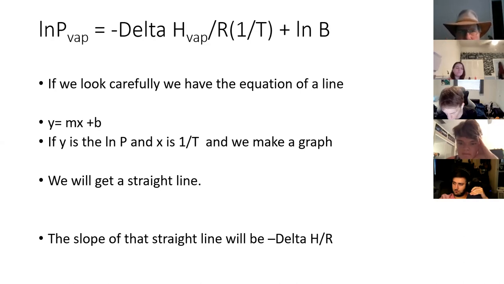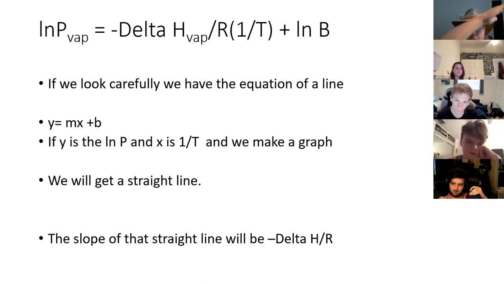We have the ln of P. We plot the ln of P versus 1 over T. We're going to get a straight line. The straight line is going to have a slope, and that slope is going to be equal to negative delta H over R. Anybody have an idea? Is the line going to be this way, or is it going to be this way?